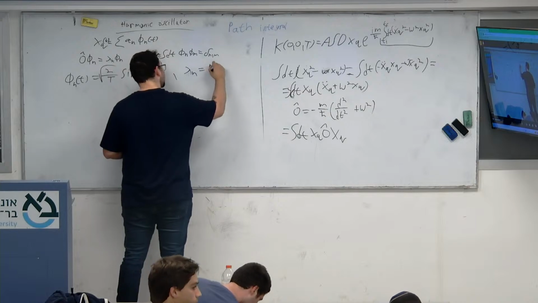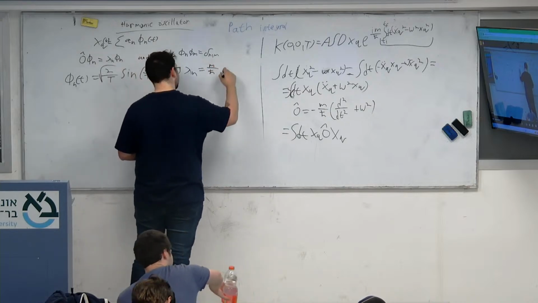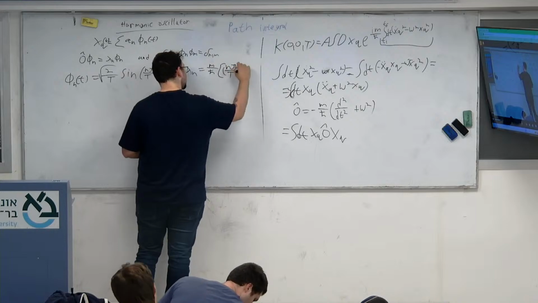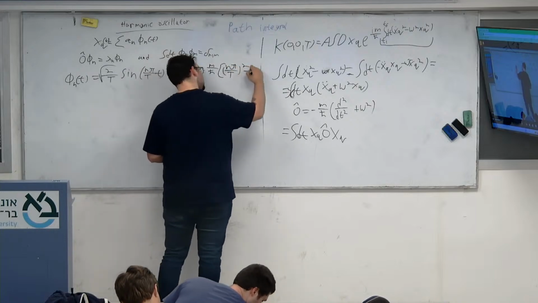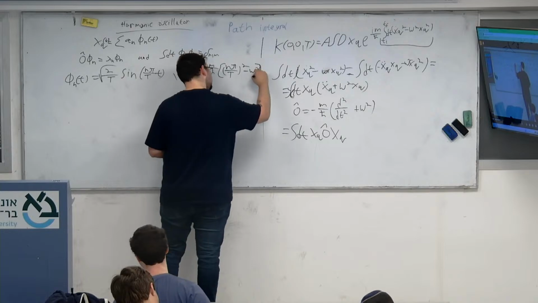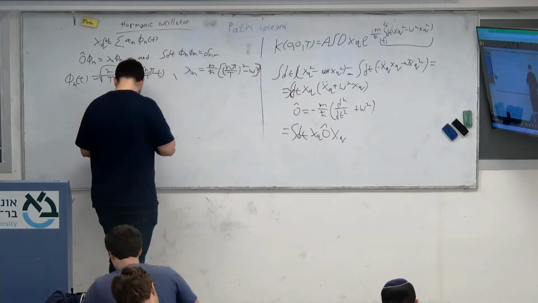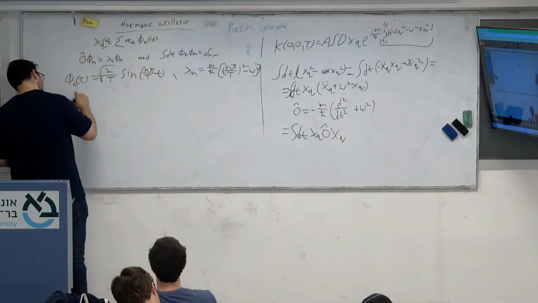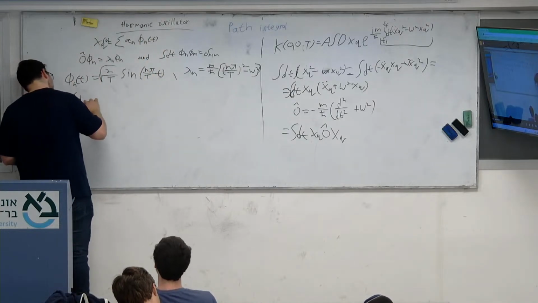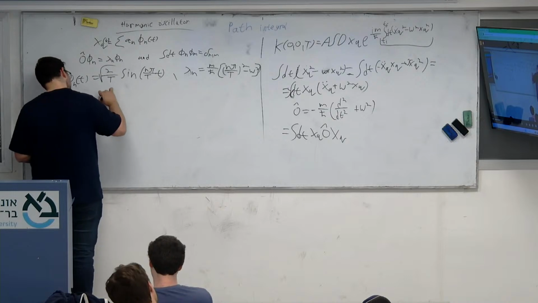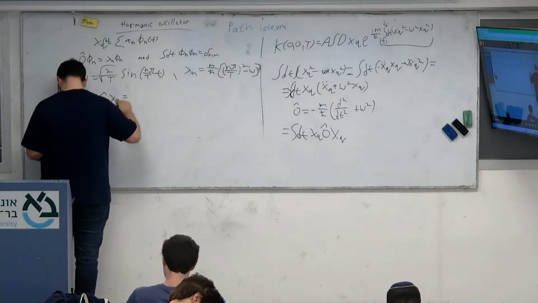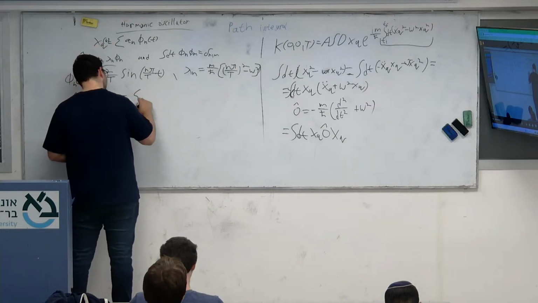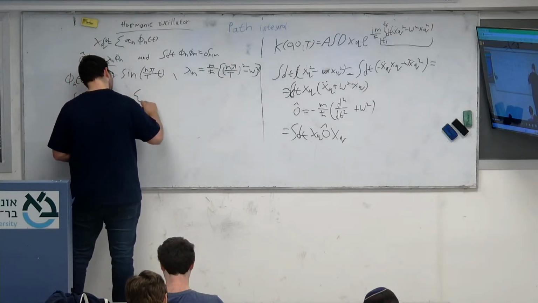And divided by h bar, n pi over T squared minus omega squared. Alright? So using this solution, the integral dt xq O xq will be simplified to a sum over m and n.